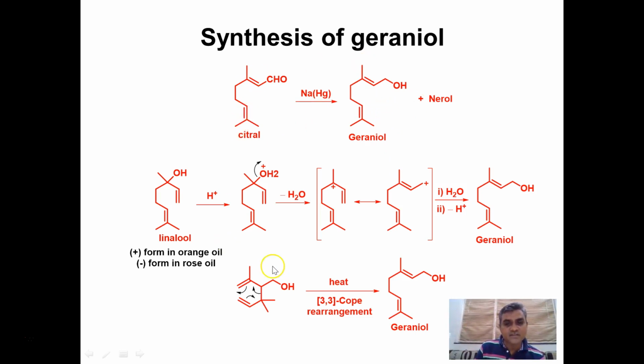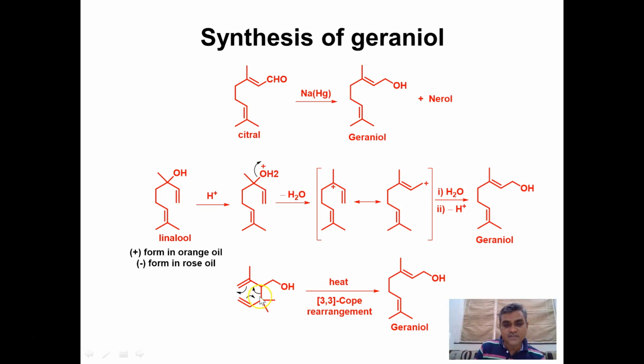Another method of synthesis of geraniol starts from the linalool molecule. Linalool is a monoterpenoid. It's an allylic tertiary alcohol. Under acidic conditions, it undergoes allylic rearrangement and we get a geraniol molecule. Carbocation chemistry is involved here, and similar carbocation chemistry will be required in understanding the biosynthesis of this terpenoid molecule. This is a laboratory synthesis of geraniol from linalool.